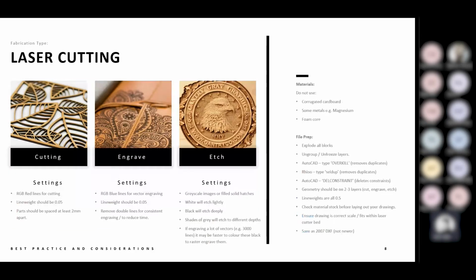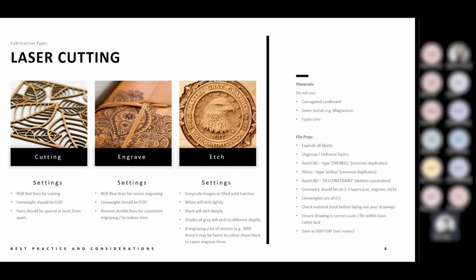So just having a look at the things that this can output. We've got some examples here over on the left. For instance, cutting, as I said before, setting your lines to RGB red will actually cut the objects out. Line weight should be 0.05. And if you're cutting out multiple components next to each other from a single sheet, just try and allow a little bit of space, like at least 2 millimeters between them, and then you should be good to go for those.